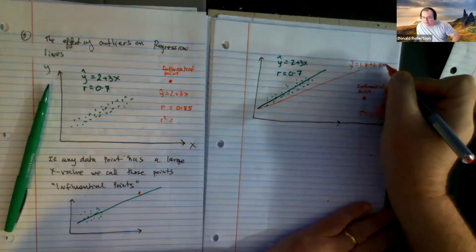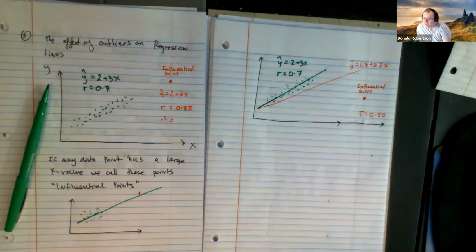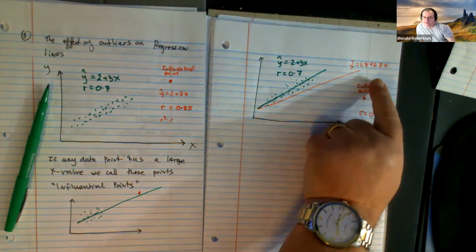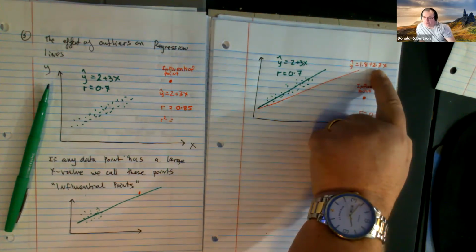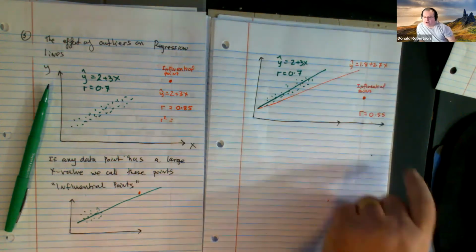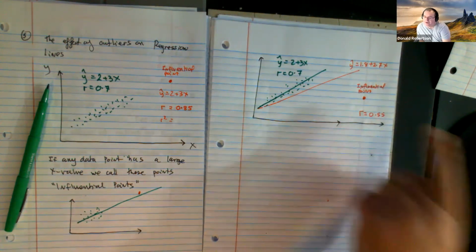You see a little bit of bending, a little bit of straightening off. And so the influential point has a noticeable effect, right? You can tell that it's done something to the equation, even though it's quite minor in some ways. And it has a very noticeable effect on the R value.